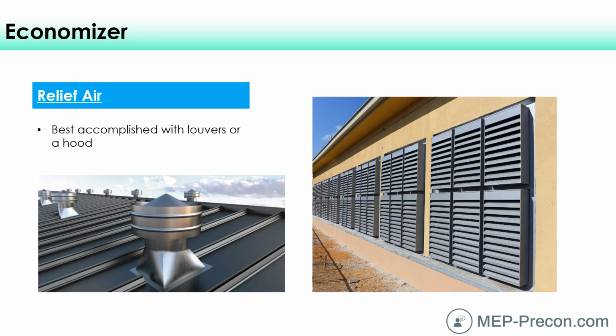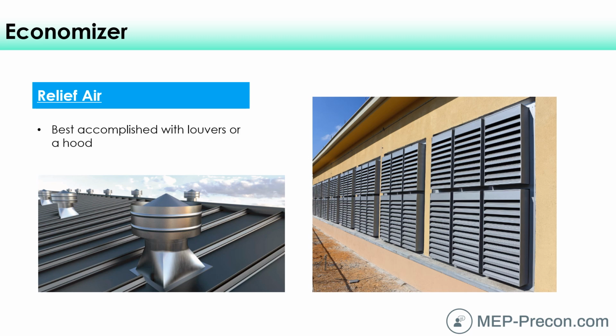Like I said, it's 100% outside air, and so we're going to have to relieve that air somehow. And that's best accomplished with louvers or a hood. Now, if you remember in that first slide, that picture of that packaged unit, every little packaged air handling unit has two openings to the outside. One is to bring in outside air, and then it also has an opening to relieve the air. But sometimes you could have some recirculation between that relief air and the outside air that you're bringing in.